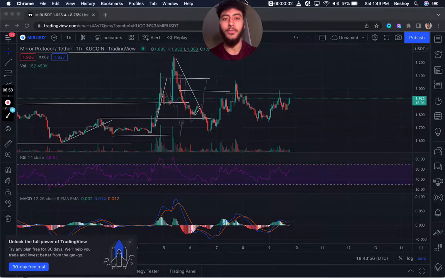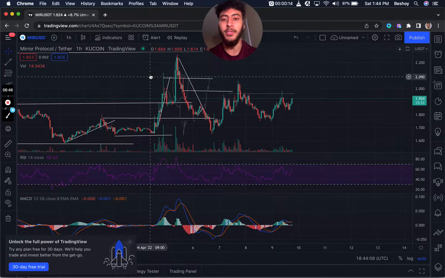Welcome back to a new price prediction update on MIR protocol. We'll be taking a look at the 5 minutes and the 1 hour and seeing where price is heading, where price is creating support and also resistance. So let's take a look from the previous update.